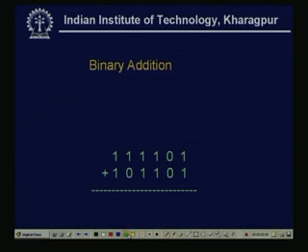I have taken one example where these are my 2 operands, 111 and 101, and I am adding that with 101, 101. So, if it is 1 plus 1, that means my sum should be 0, carry should be 1. Then 0 plus 0 is 0, sum is 0, and again that is added with another 1. So, that sum is 1, but carry is 0.